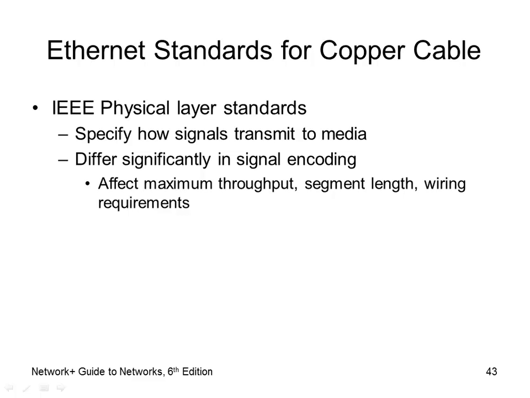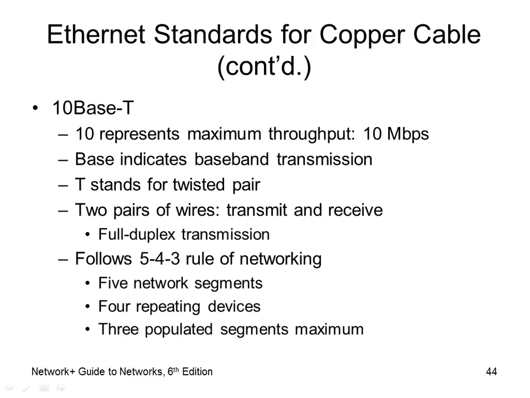There are different standards for the wire as well, and those are all set with the IEEE, and based on the encoding will determine the throughput, the segment length, or the wiring requirements. 10 base T, the 10 represents the throughput, 10 megabit. Base is baseband, the T stands for twisted pair. And they say follow the 5-4-3 rule. 5 network segments, 4 repeating devices, and 3 populated segments maximum. But also remember that that doesn't apply if you're using switches.